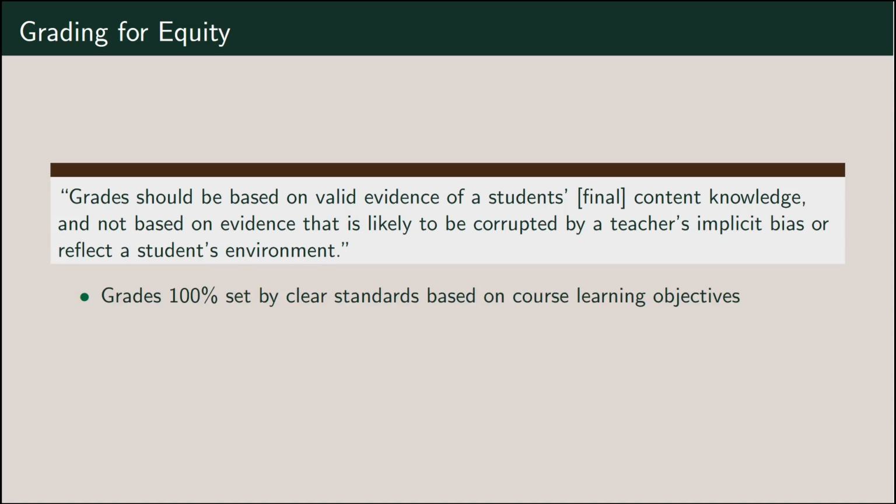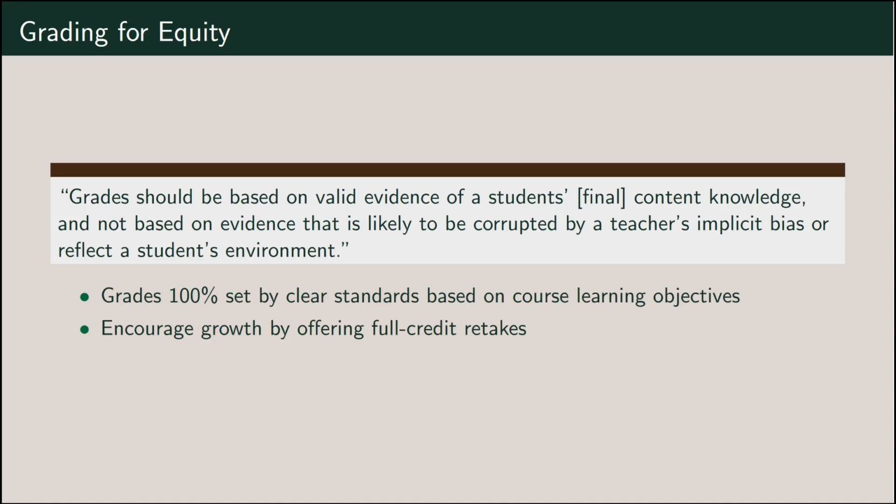So this means that 100% of a student's final grade should be based on their demonstration of course learning objectives in a way where the standards are clear to students. It should be clear to them what they need to do in order to get certain grades.